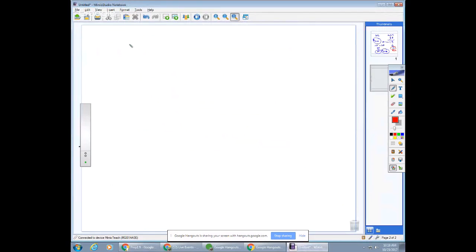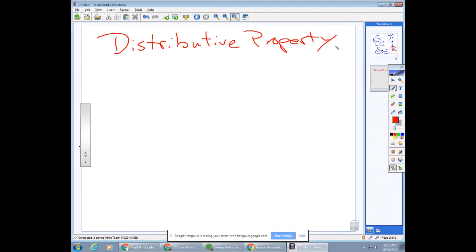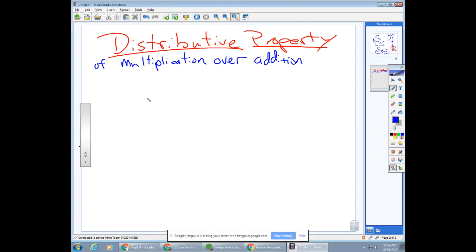All right, so the distributive property, actually, that's the short name of it. The full name is distributive property of multiplication over addition. So that's things like 2 times (3 plus 4). Here I have a multiplication, and the multiplication is happening to an addition. The addition is grouped with parentheses.